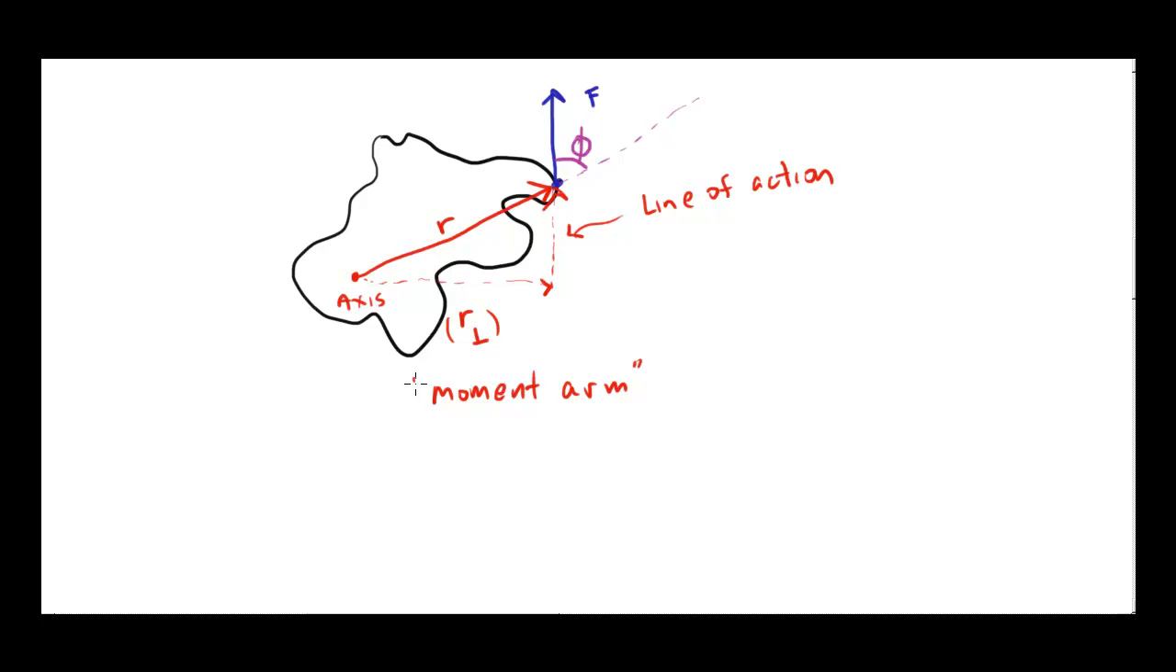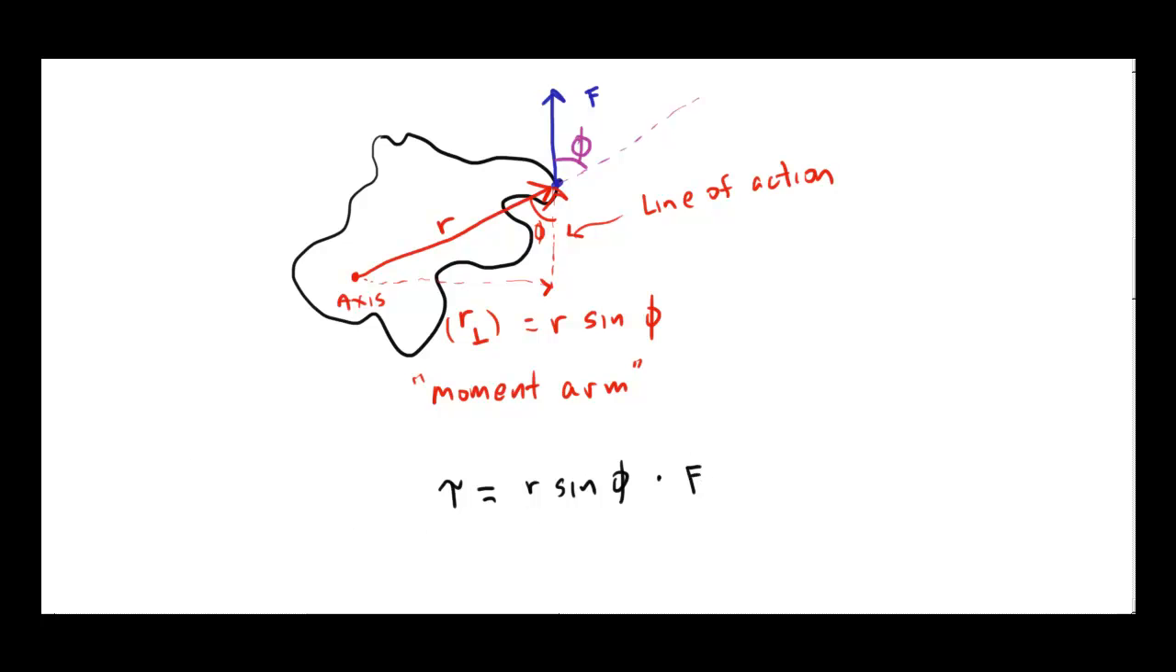So you might hear the phrase moment arm, and the moment arm is this portion of r that is perpendicular to F. We could calculate the moment arm by simply saying that this is r sine phi, right? If this angle is phi, so is this angle. That angle is phi as well. And now we could calculate torque by saying r sine phi times F.